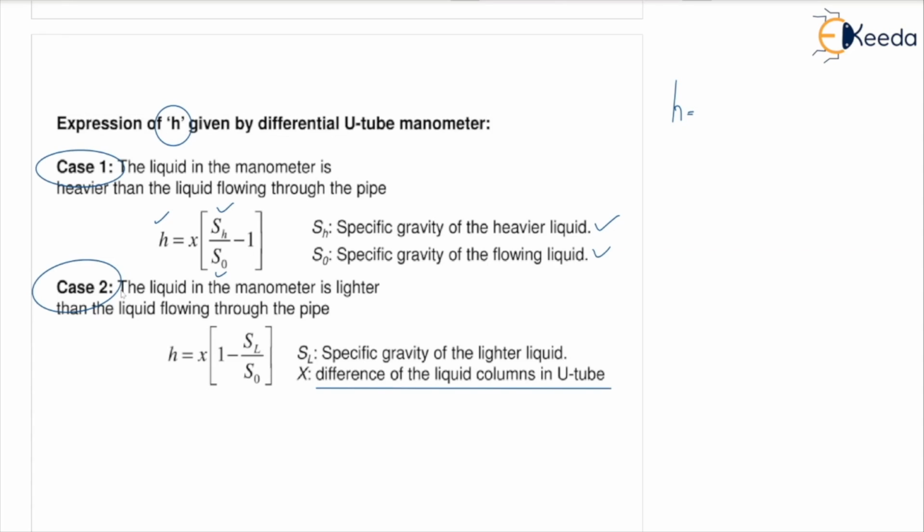Second case, the liquid in the manometer is lighter than the liquid flowing through the pipe. If the liquid present in the manometer is lighter compared to the liquid in the pipe, in that case H is equal to X into 1 minus SL by S naught, that is lighter liquid by the liquid flowing through the pipe. This specific gravity also you can replace by density, right? 1 minus rho L by rho naught, same formula. But most of the time H will be given in the question. This is a very rare case, but then also it is explained here.